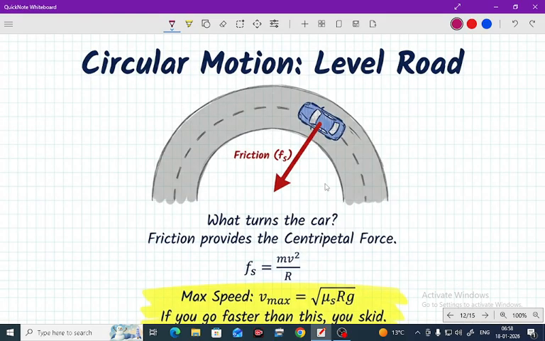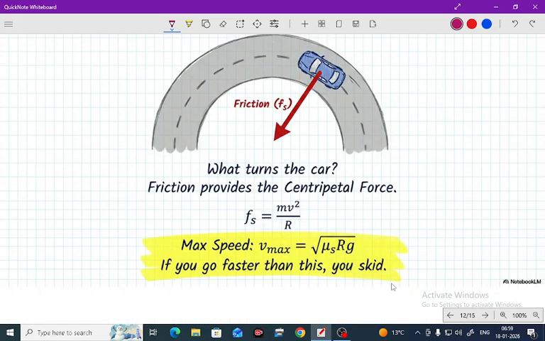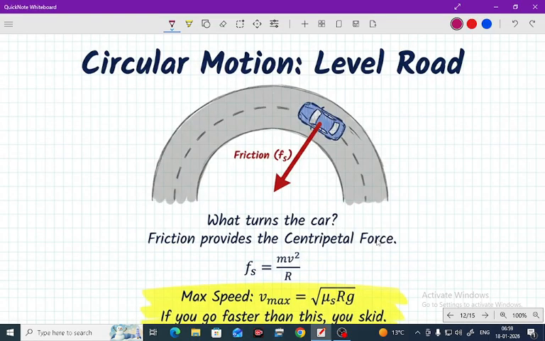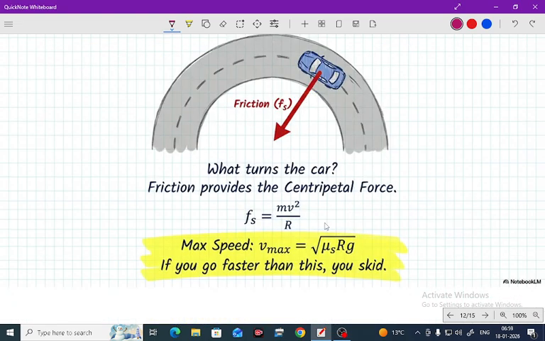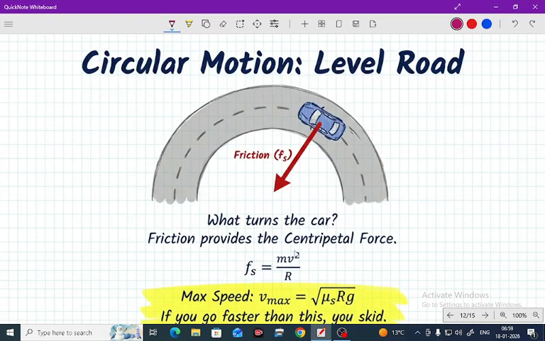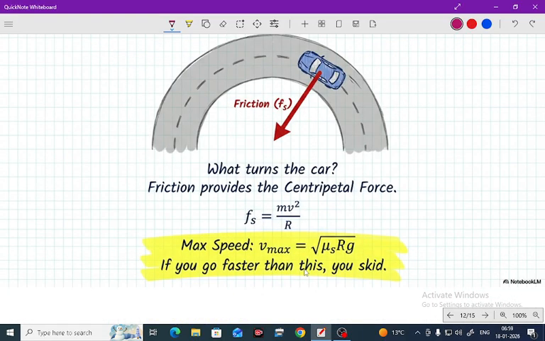Circular motion, level road. This you can see here. What turns the car? The friction provides the centripetal force. Fs equals mv squared by r. Max speed v max equals root of mu_s r g. If you go faster than this, you skid. So in this way you can find the different ways of motion. Now we learn the way the car turns and what gives the centripetal force: F equals mv squared by r.